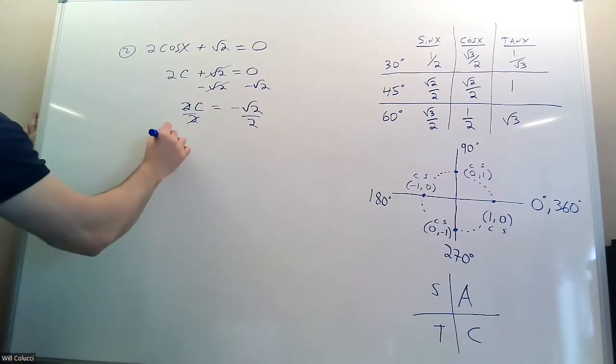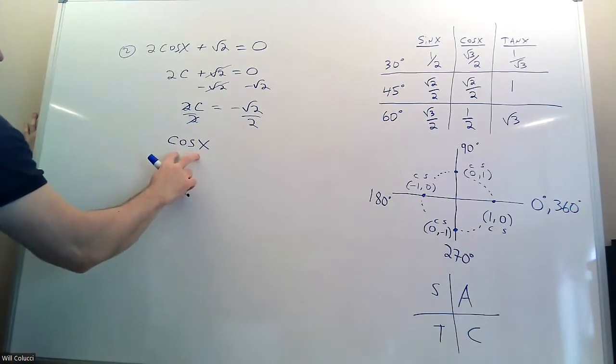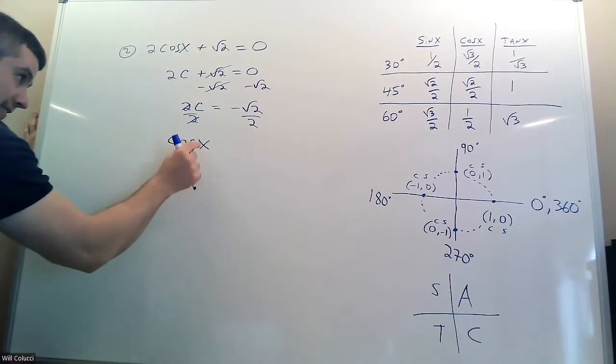Now take the C and put the cosine back. This is very important. You've got to put this back. This is not just C, it's cosine X. You are solving for X. X is an angle.